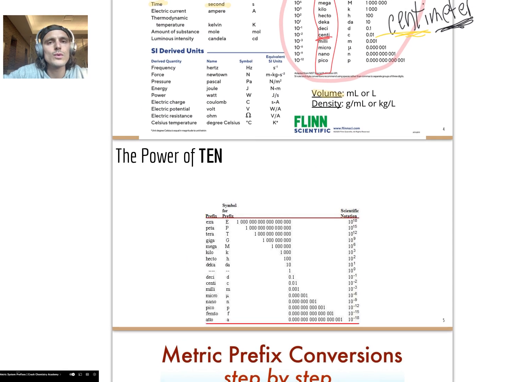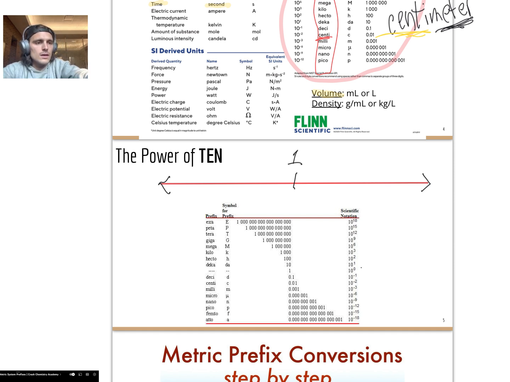It's all kind of rooted in this idea of a base 10. Let me try to explain this a little bit for you. If you are like me and you love math, you remember that good old number line, okay? And the number line that we're going to use today is this power of 10. So let's imagine we're starting here at 1. Okay, this is our base unit. You can see it here on the table.